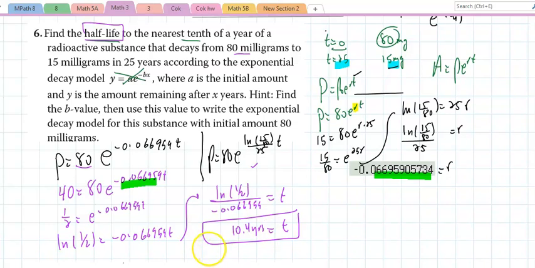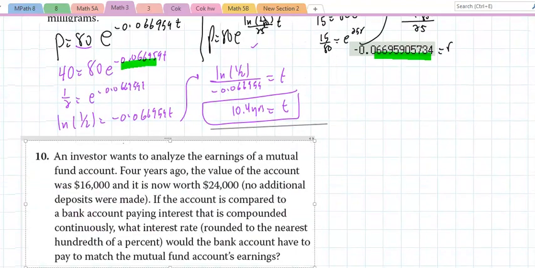And that's how we do any problem. If they didn't give us an initial amount, we assume the initial amount is 100. 10 or 100, 100 is easier.